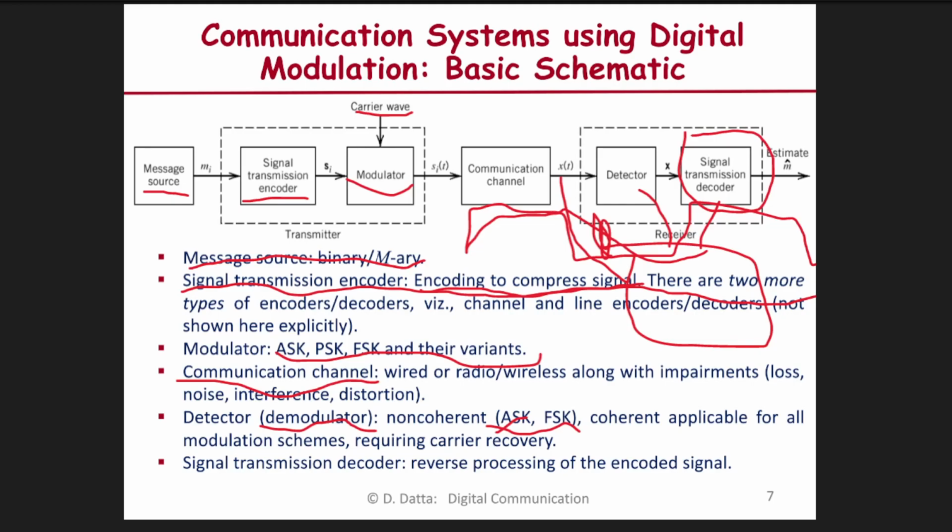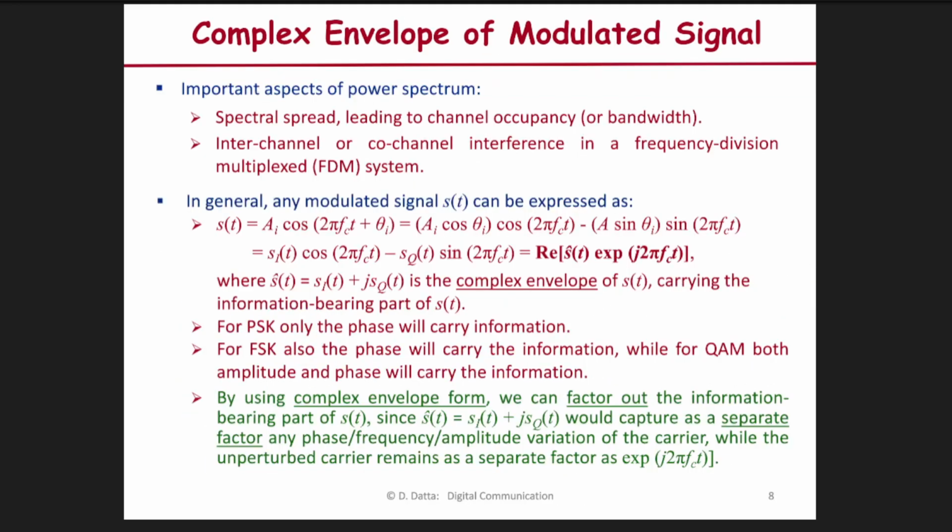Okay, now I am going to the next slide, from where I start the mathematical part of the whole thing. Have you heard of the complex envelope of a modulated signal in your analog communication system? Yes, sir. You have. So, do you know the implication of the complex envelope? Can you tell me something? I mean, it is there in my slide, but why is the complex envelope important? Or how does it help us?